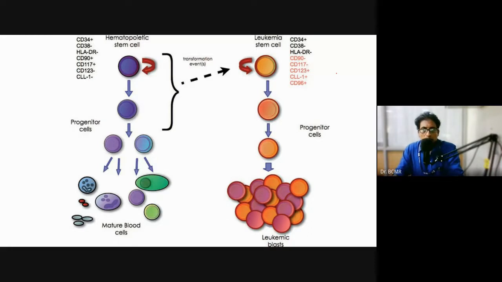So this is the normal, whatever I discussed. Hematopoietic stem cell would give rise to the progenitor cells and then the mature cells. But somewhere a transformation event has occurred. Transformation is a normal cell transforming into a cancerous cell, where they keep on producing leukemic blast cells, which are non-functional, and that is a burden to the body and the tissue itself.